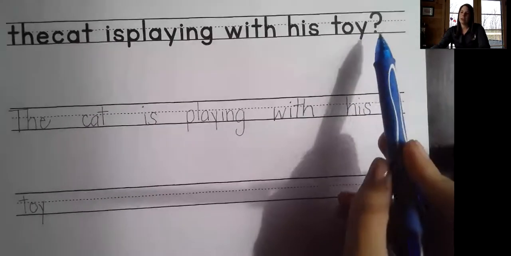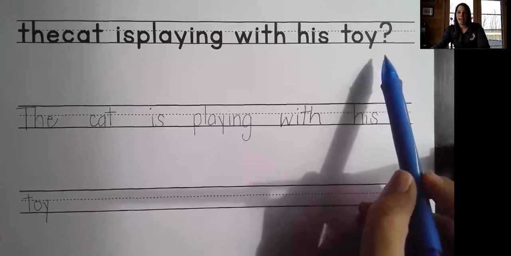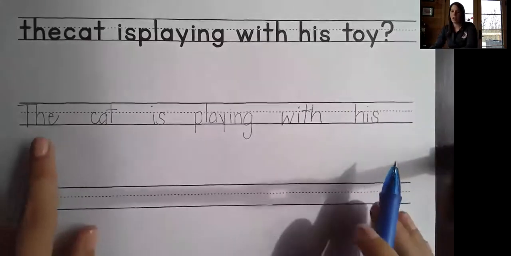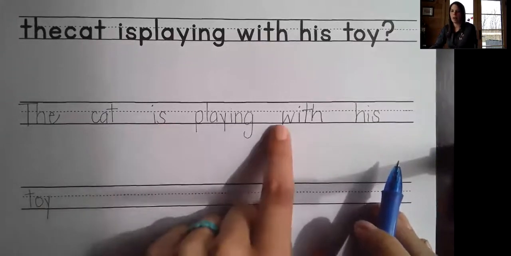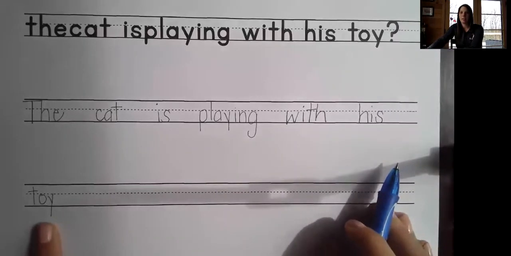Now this sentence up here ends with a question mark, but is my sentence asking me something? So if I read it again, the cat is playing with his toy. Is that asking me anything? Do I have to answer it? Nope. So I don't need a question mark.